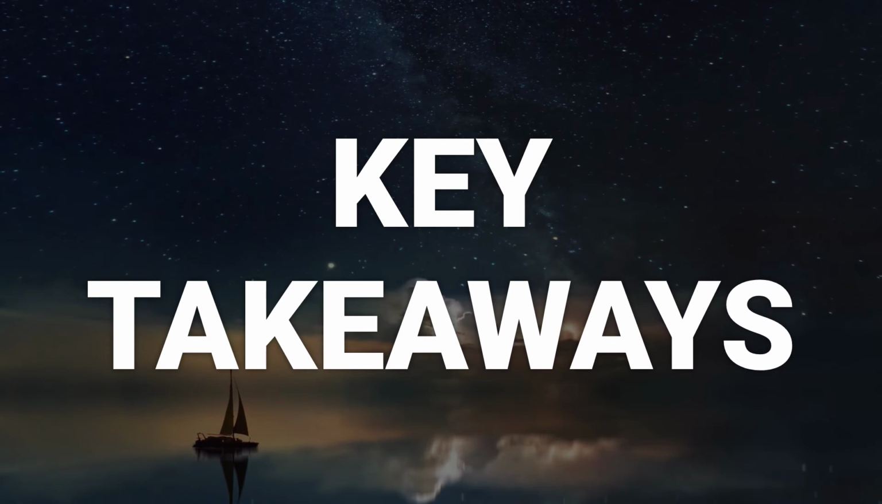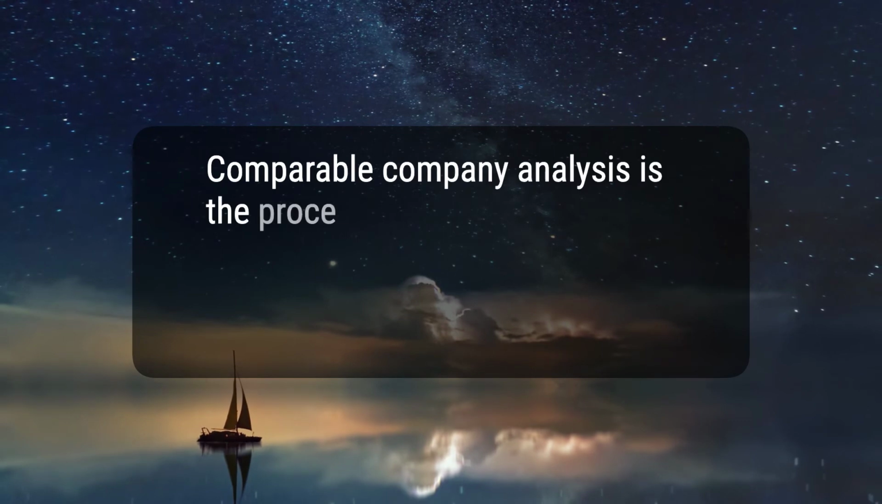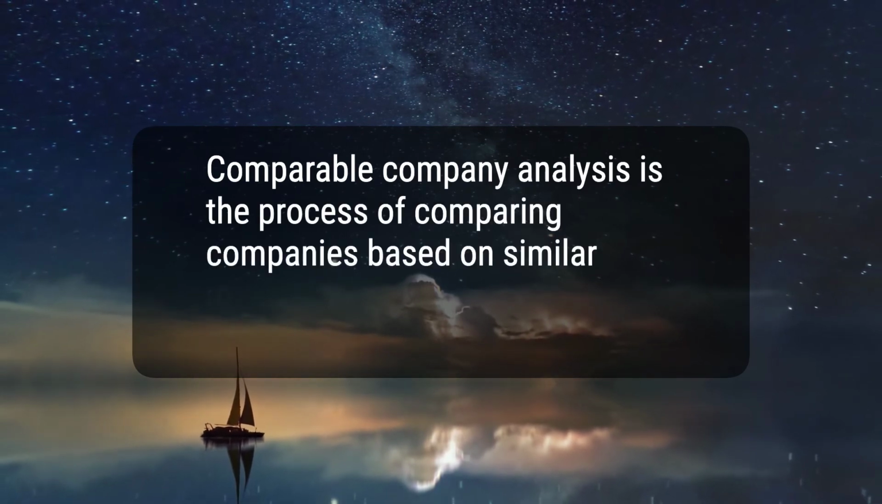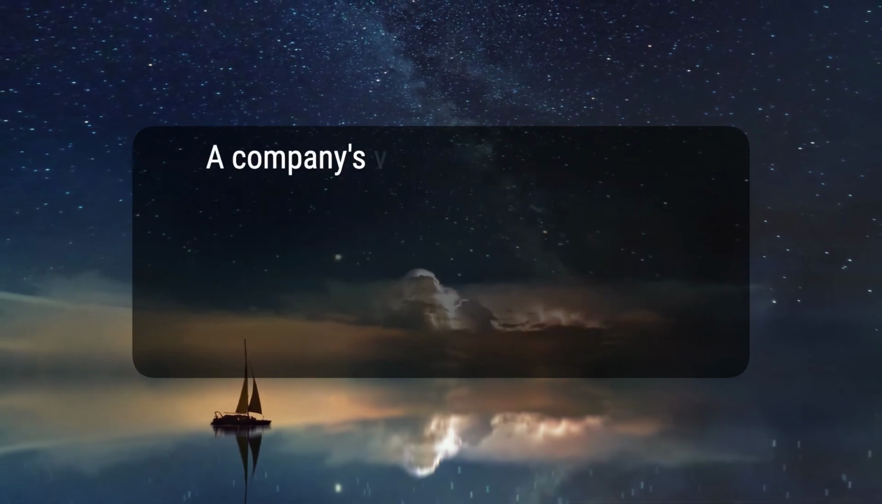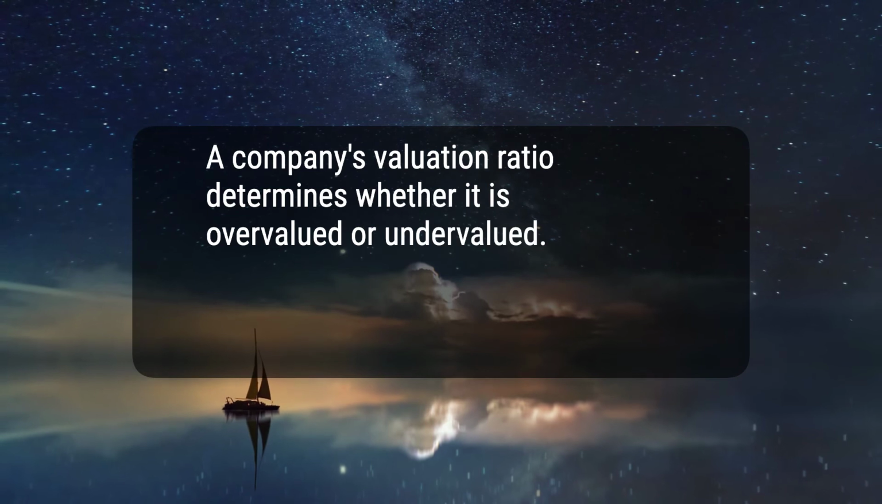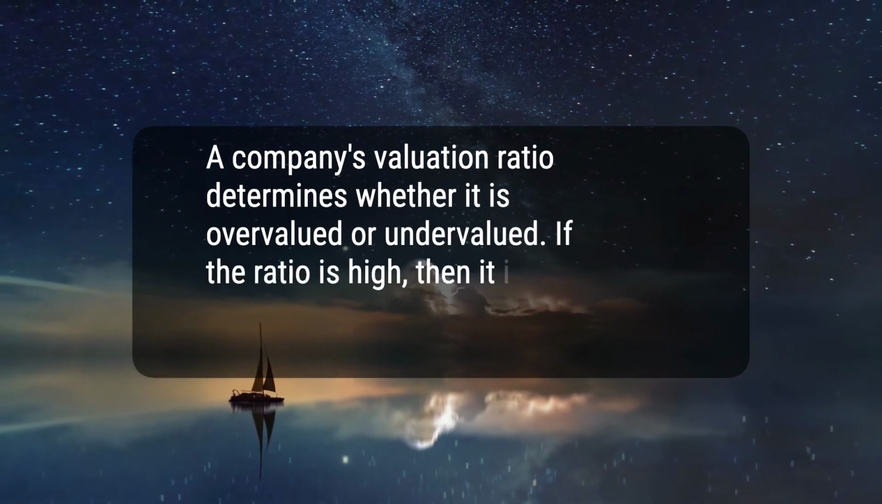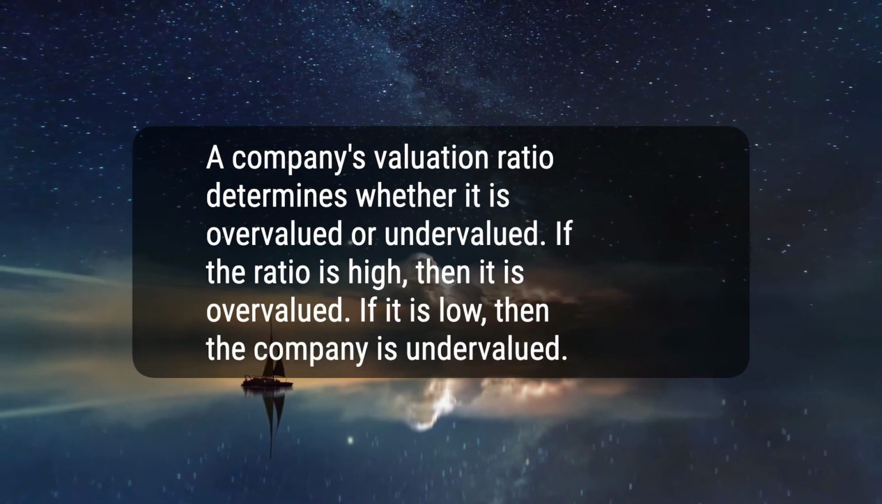Here are 3 key takeaways. 1. Comparable company analysis is the process of comparing companies based on similar metrics to determine their enterprise value. 2. A company's valuation ratio determines whether it is overvalued or undervalued. If the ratio is high, then it is overvalued. If it is low, then the company is undervalued.